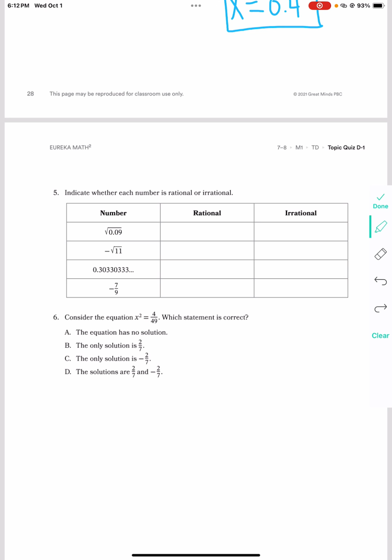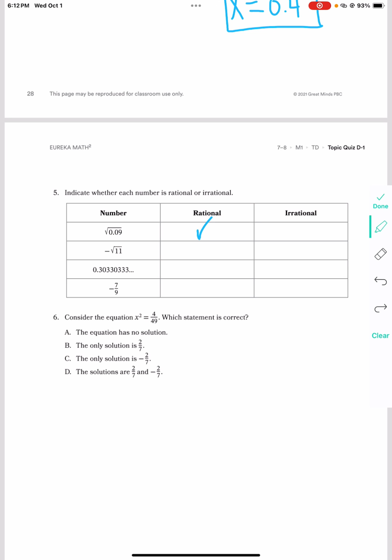Yes, it is, because remember, all terminating and repeating decimals are rational numbers. A terminating decimal just means that the decimal stops or it ends. 0.3 is a decimal that ends because it does not have a repeat bar that says it keeps going, and it doesn't have these little dots that say it keeps going. So this one would be rational because it is a terminating decimal.